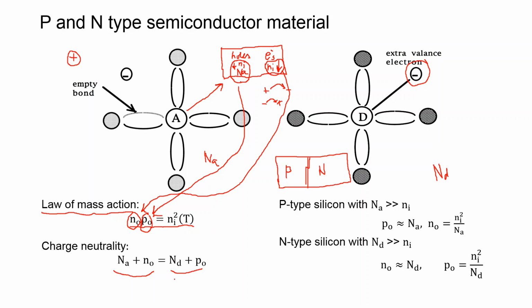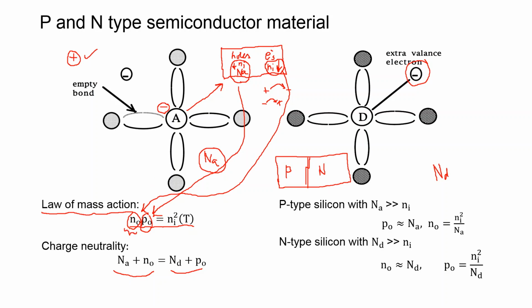So what are the different negative charges appearing? As we have discussed earlier, whenever an acceptor atom is added, a hole is created, but a negative charge also appears on the acceptor atom. So if we have added Na number of acceptor atoms, Na number of immobile negative charges will be there. Then what are the other negative charges? Those due to the electrons, n naught.